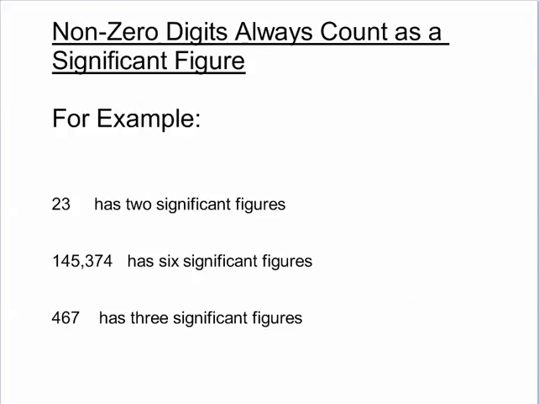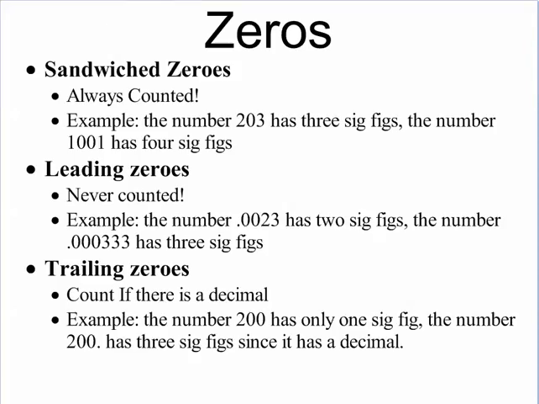The next rule deals with zeros. And we have a couple different kinds of zeros. For example, sandwiched zeros are zeros that are sandwiched between other numbers, and we always count them as being significant. For example, the number 203 has this zero as sandwiched. Anytime a zero is sandwiched, that counts as being significant. So the number 203 would have 3 sig figs.